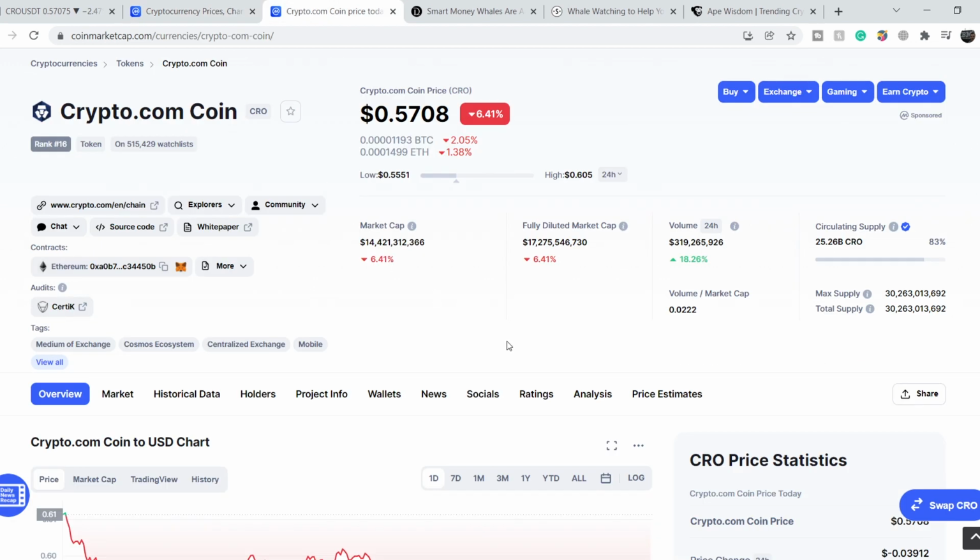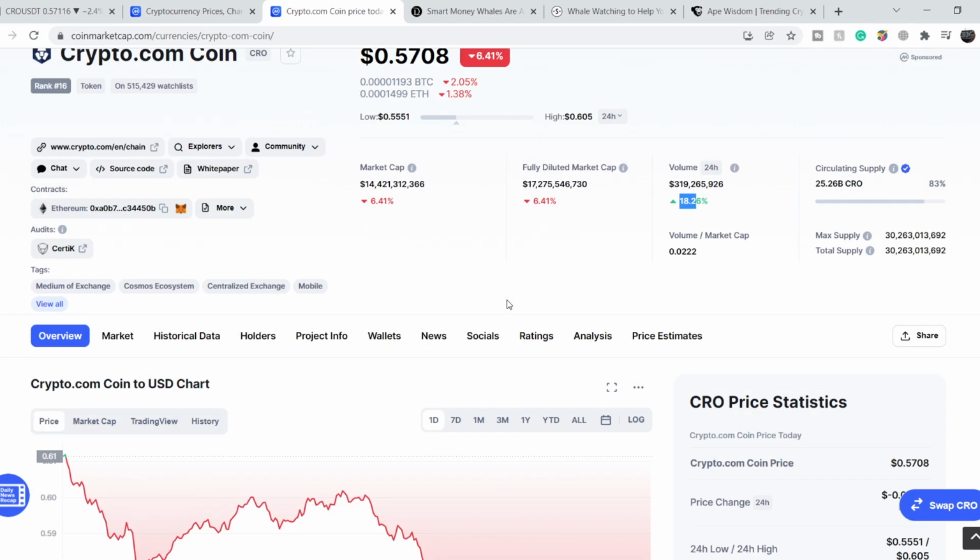And let's continue with the numbers of crypto.com coin. For now, it has a total market cap of $14.42 trillion. It is a 6.41% decrease over the last day. And the total tradable volume during the last 24 hours is $319.26 million, and it's up about 18.26%.